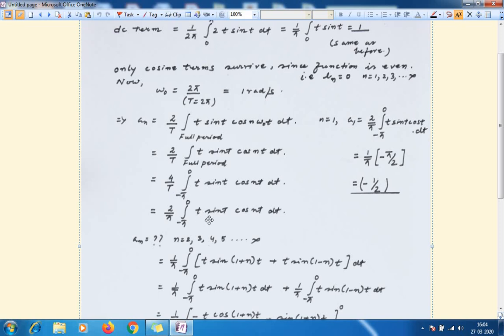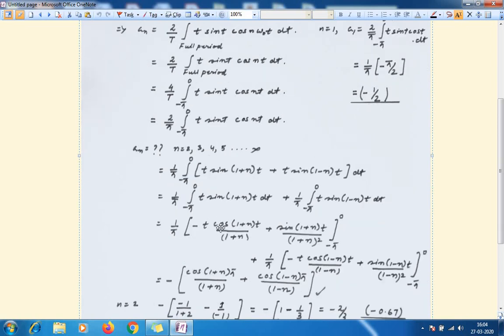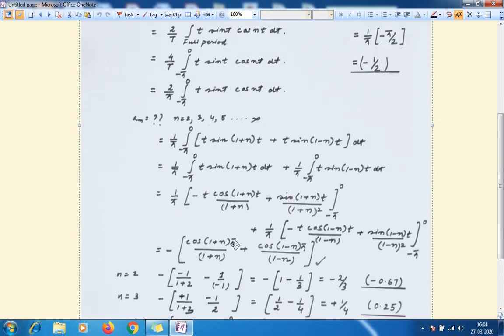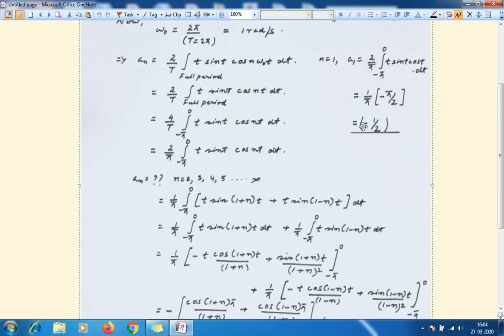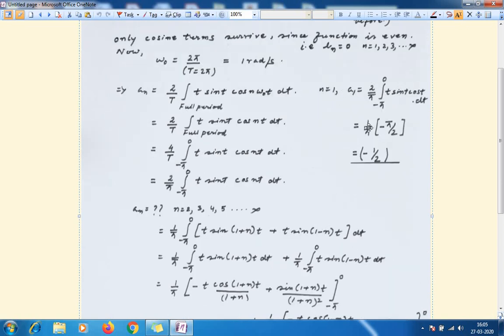And once you calculate this, the general term becomes cos((1+n)pi) by (1+n), minus cos((1-n)pi) divided by (1-n). This is the general term for n equal to 2, 3, 4, 5 up to infinity. For n equal to 1, you cannot use this expression because the denominator becomes zero. You have to integrate separately for n equal to 1, and it becomes equal to 0.5, minus 0.5.